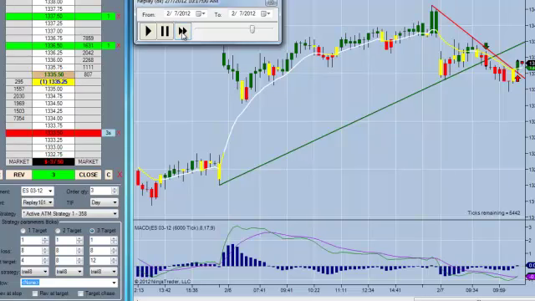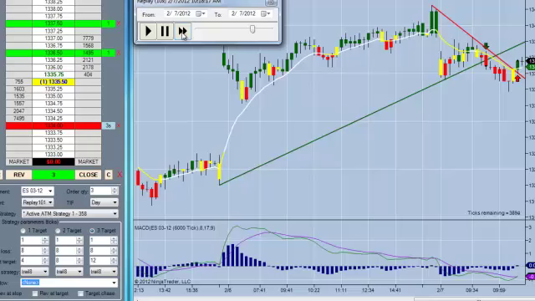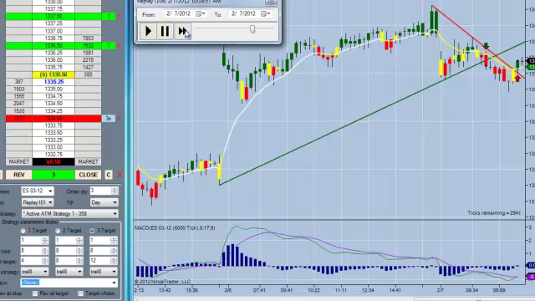So let's watch this trade as we progress. I'm going to speed this up a bit on our replay. And if I remember correctly this morning, I believe the first target was hit fairly quickly, and then after that we had to wait.